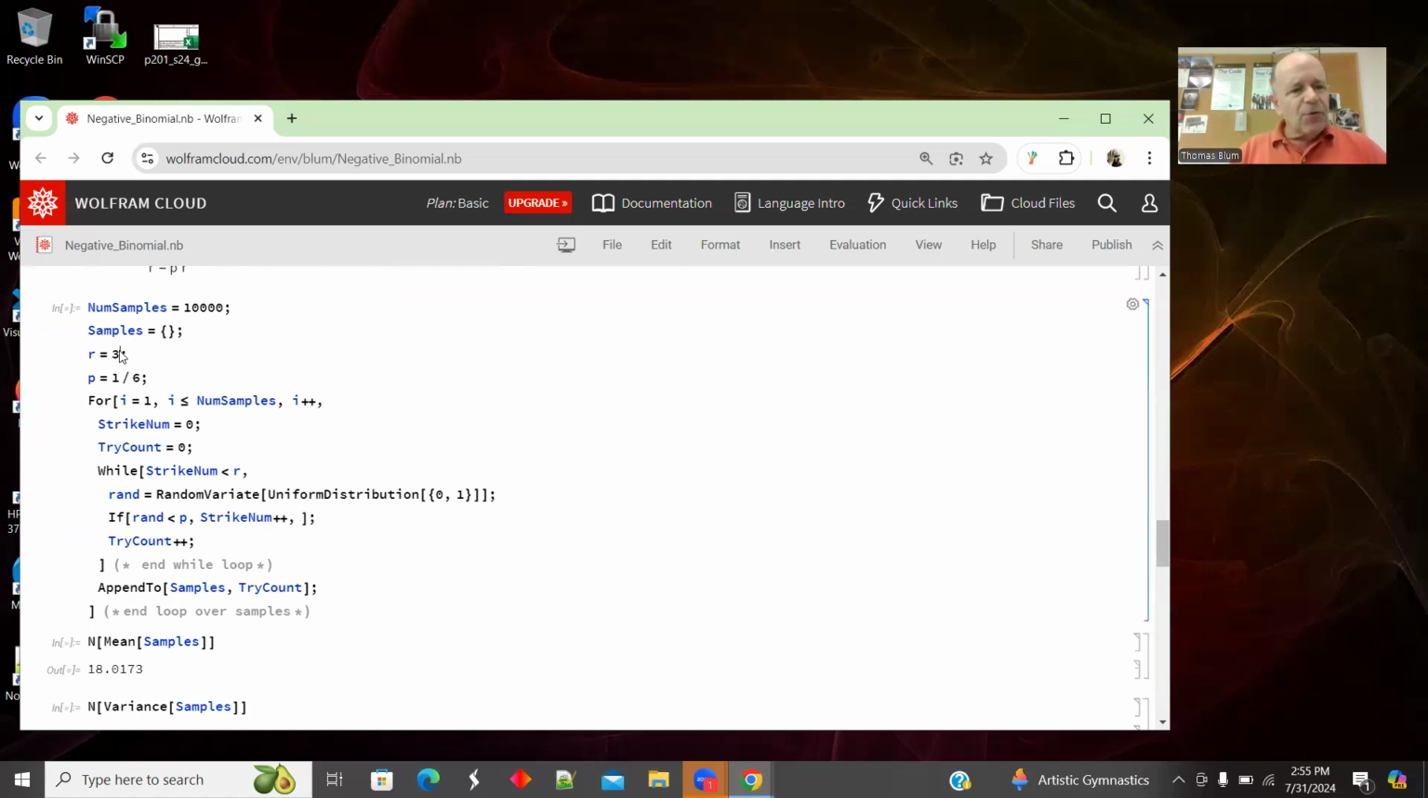Okay, so I'm just saying here are my values of p and r that I'm going to use in my simulation. I'm looping over 10,000 samples.